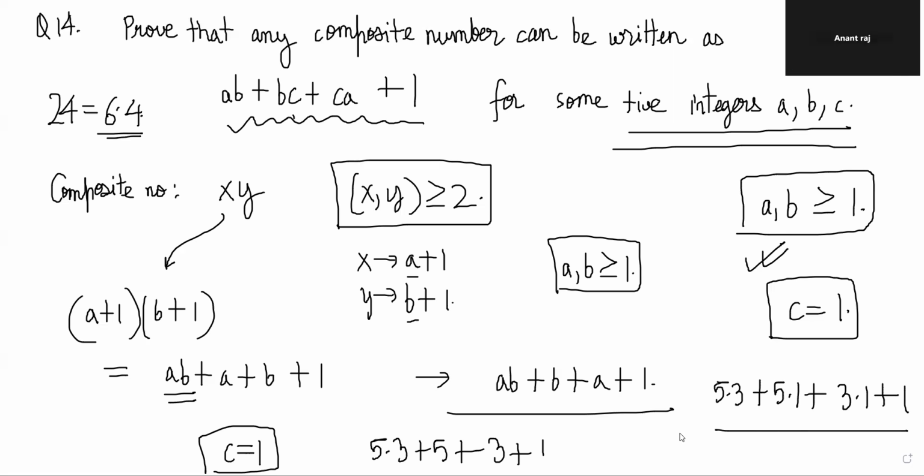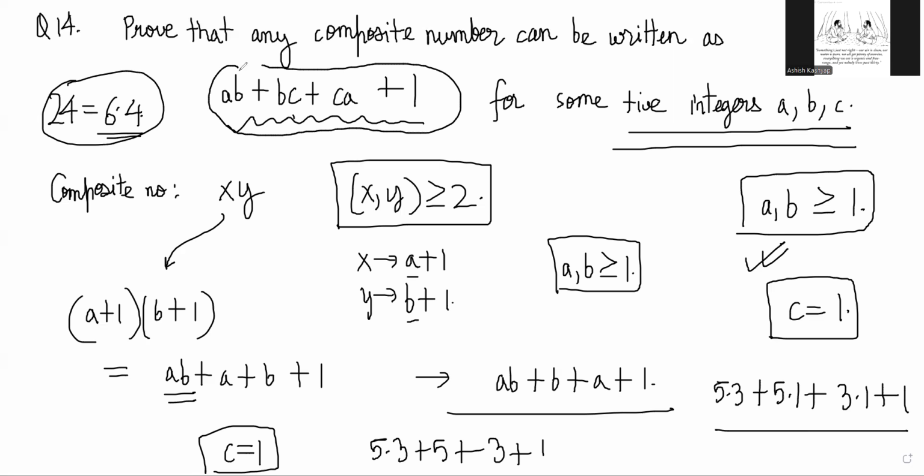So basically we have expressed 24 as this, right? Basically we are saying that any two divisors greater than or equal to 2, you have written. Any composite number can always be written like this. If it were prime, this would not be possible. But since it is composite, we can write it like this, and then we can make a plus 1 and b plus 1 out of it. Do you understand? Yes, sir.